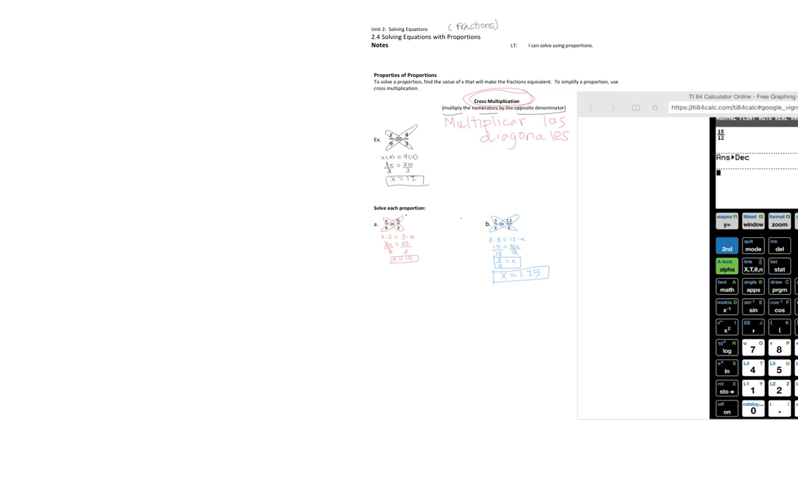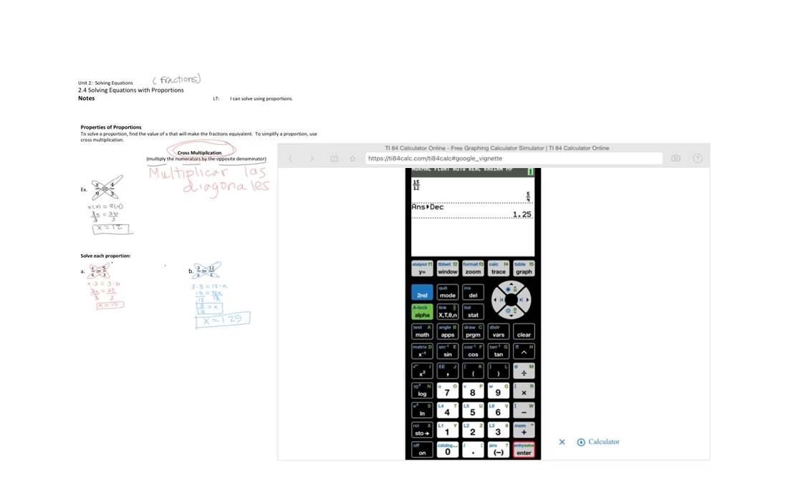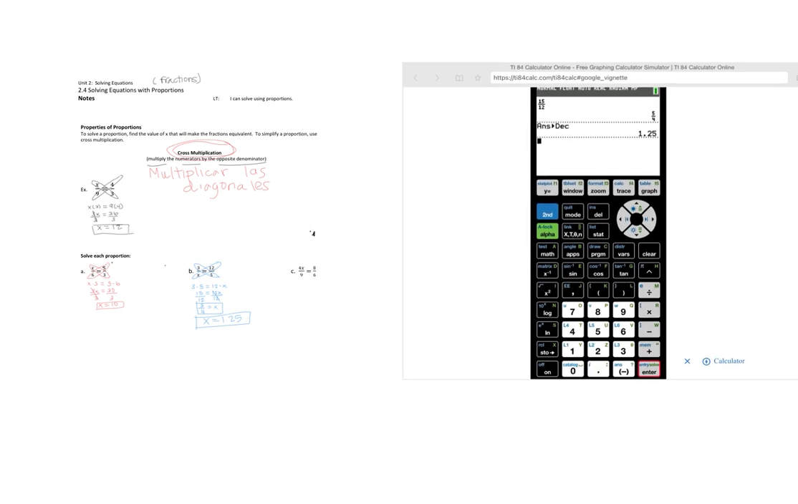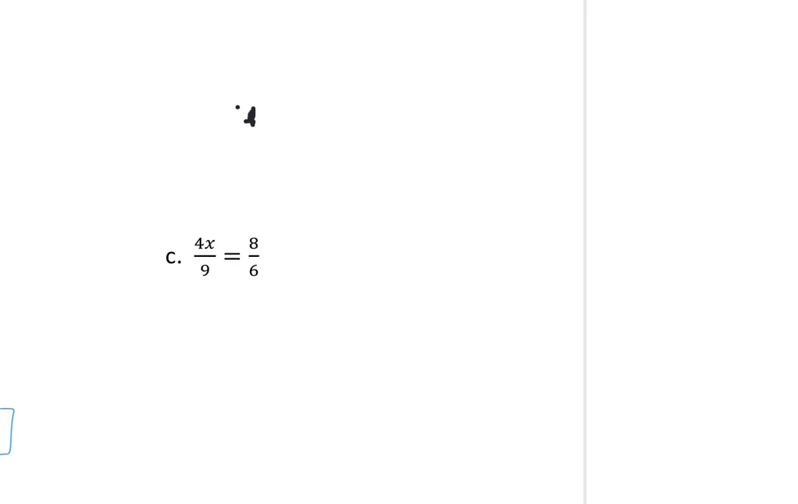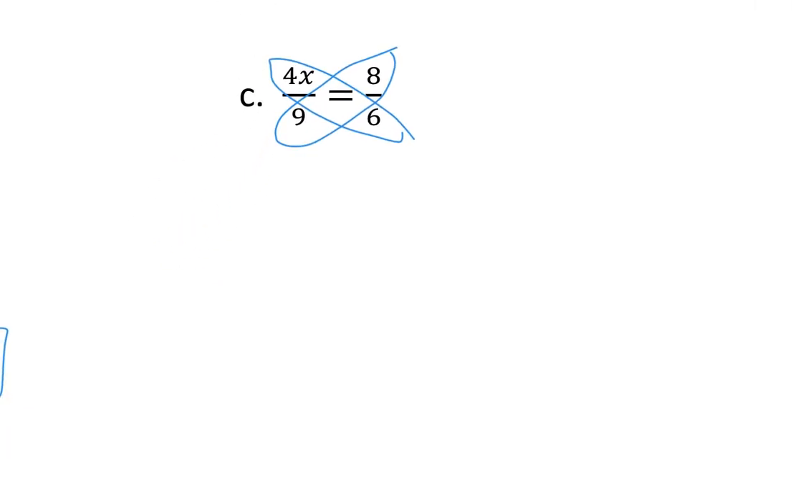Okay, so let's keep going. What I'm going to do is try to move my thing here. I have another problem here, problem C, that I need to do. Okay, so 4x over 9 equals 8 over 6. I'm going to do the same thing. I'll cross multiply each part. So I'm circling what I'll be multiplying. 4x and 6 are multiplying.